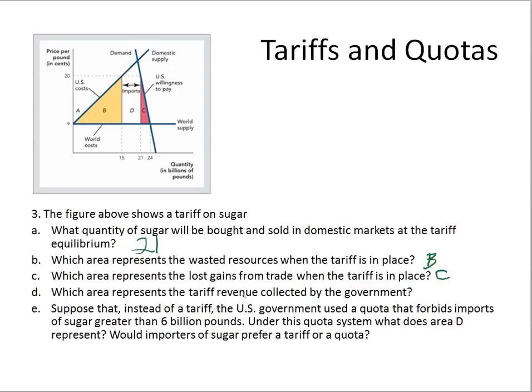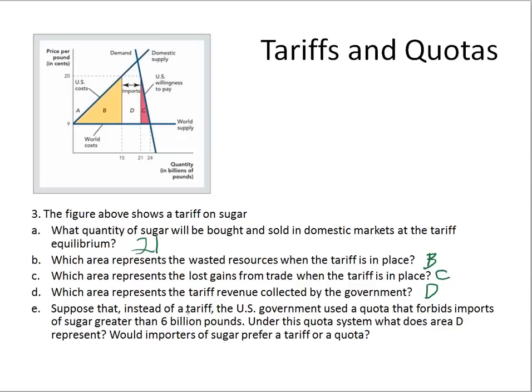Which area represents the tariff revenue? Well, a tariff is a tax on imports. The imports are 21 minus 15, which is 6, and 6 times 11. Because 11 is the 20 minus 9, that is the area right there, that's D.